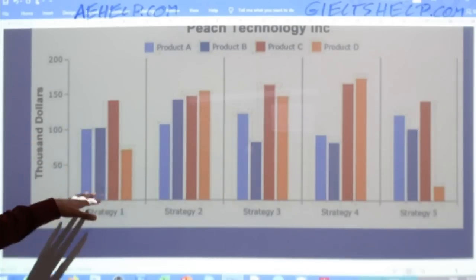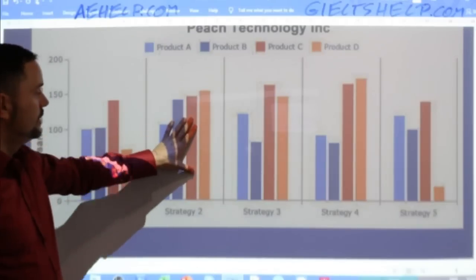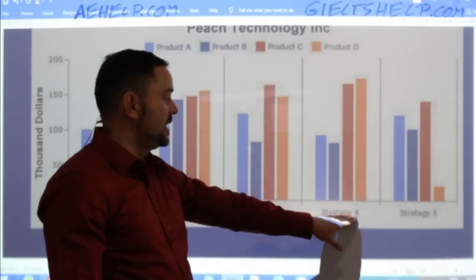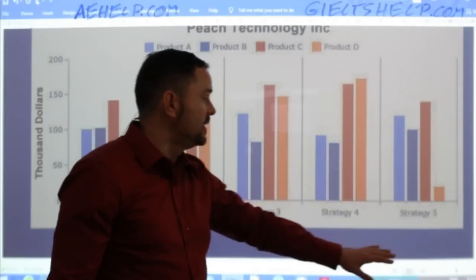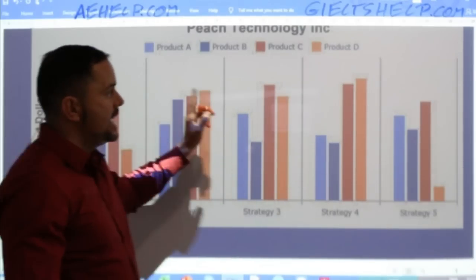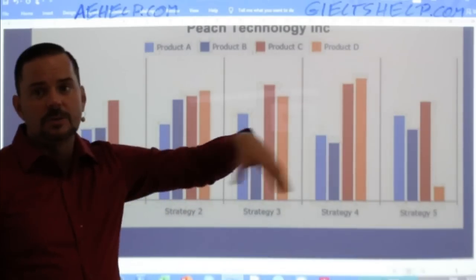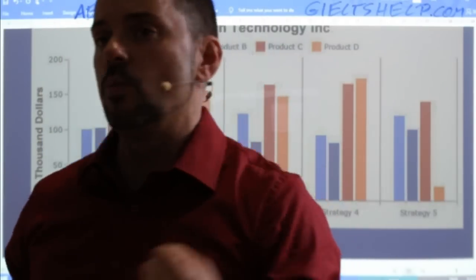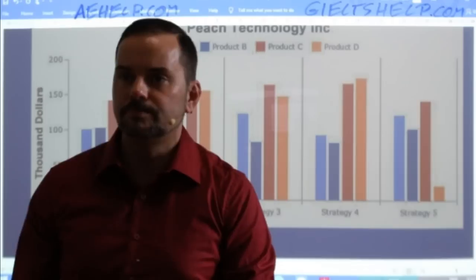So now I'm going to go on to product C, which is the red bar here. I'm noticing that it has the highest sales in strategy 4, the lowest sales in 1 and 5. In strategy 4, it's all the way up past $150,000, and it's also the second strongest performing product after product D. So I'm going to keep all of that information in my mind and describe it as best as I can in one or two sentences.